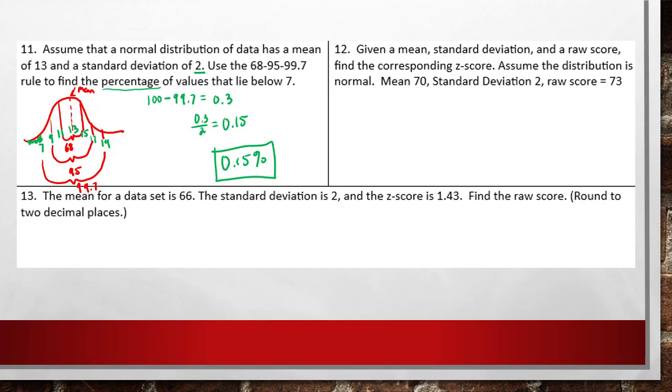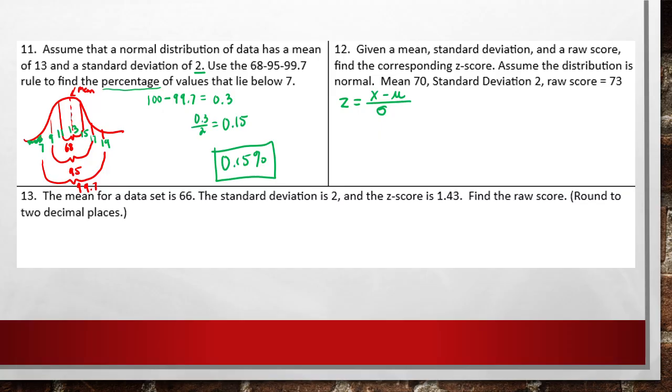Okay, number 12. Given a mean, standard deviation, and a raw score, find the corresponding z-score. Assume the distribution is normal, and so we have the mean of 70, standard deviation of 2, and our raw score is 73. This is the one equation that you need to have for the test. So z equals, we have our x value minus your mean, remember we use mu for mean, divided by your standard deviation, which they use this symbol here.